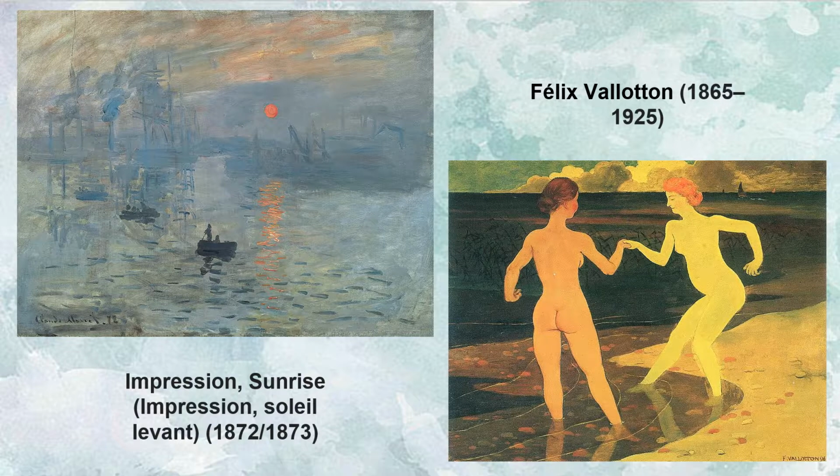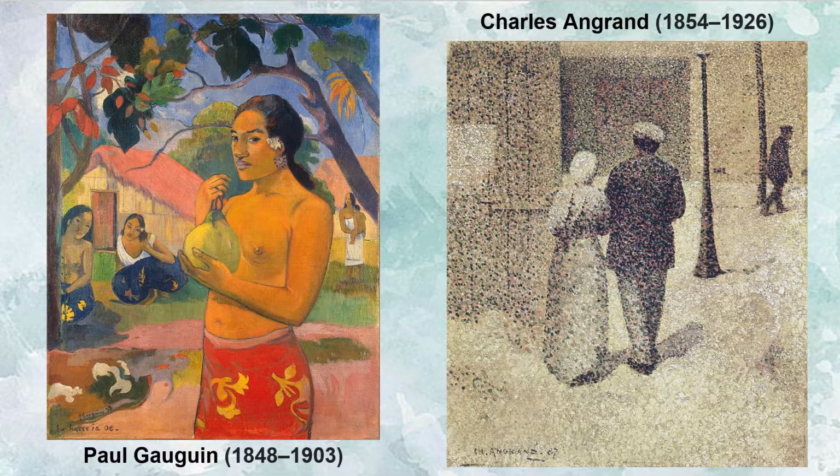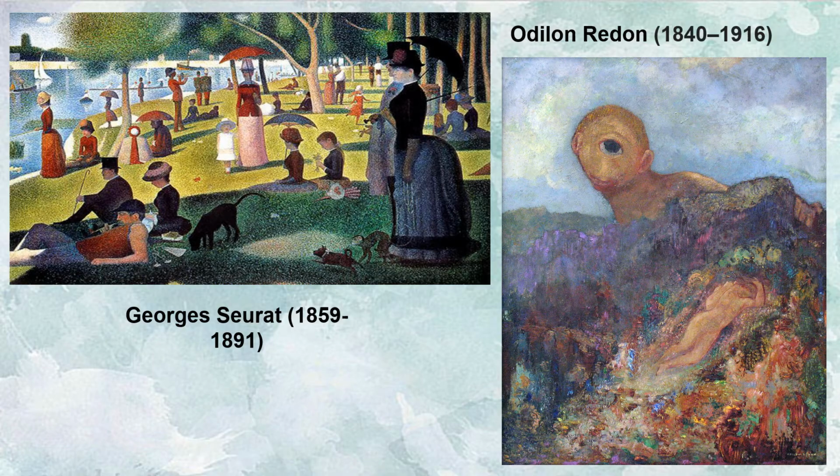So here are some of the very famous paintings from the Post-Impressionist era. The right-hand side one being painted by Felix Vallotton. So here are some of the other artworks. The left-hand side one was painted by Paul Gauguin and the right-hand side was painted by Charles Angrand. So here are some of the other Impressionist works.